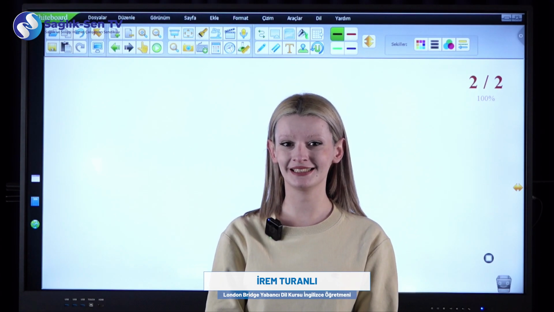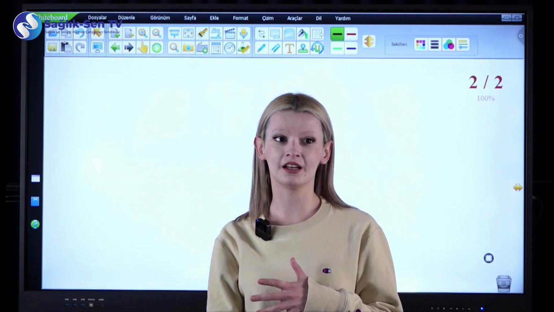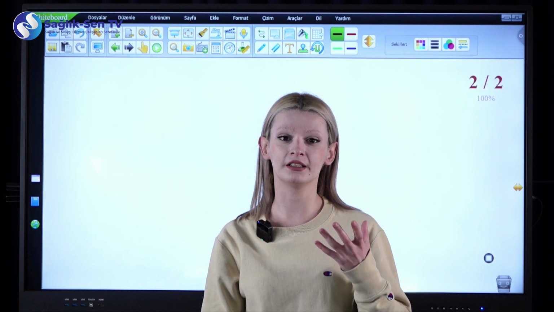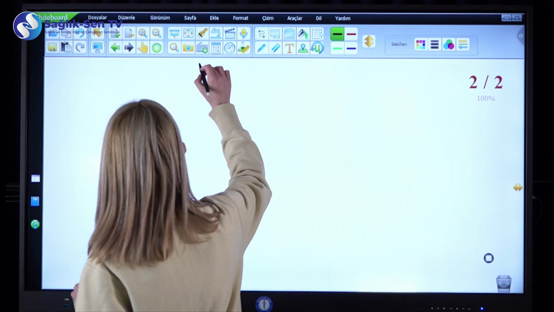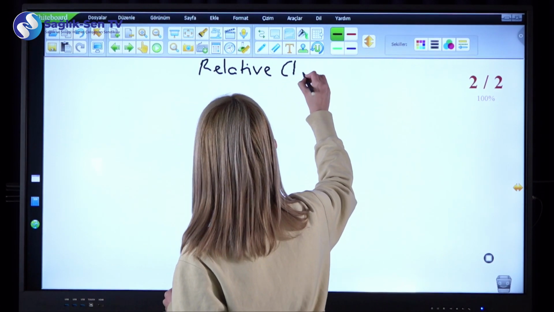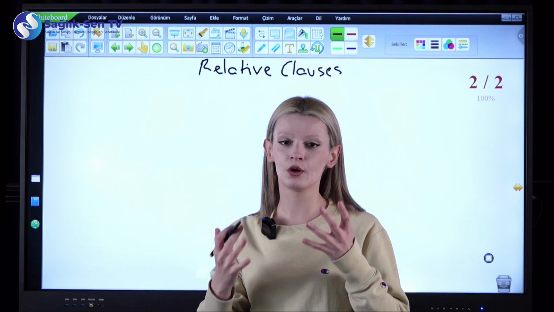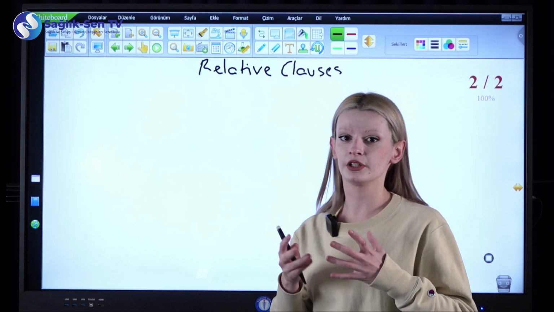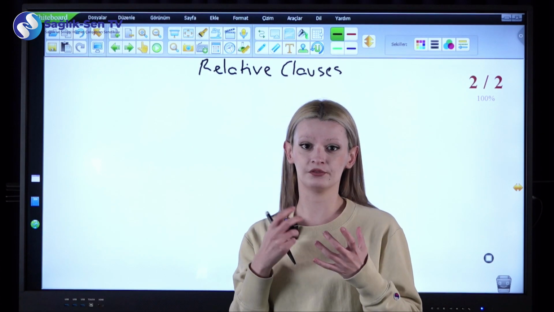Today we will be studying relative clauses. Actually, we have studied this topic before in level B1, but we have some more details to talk about in B2. So, our main goal using relative clauses is to actually shorten the sentences that we use.